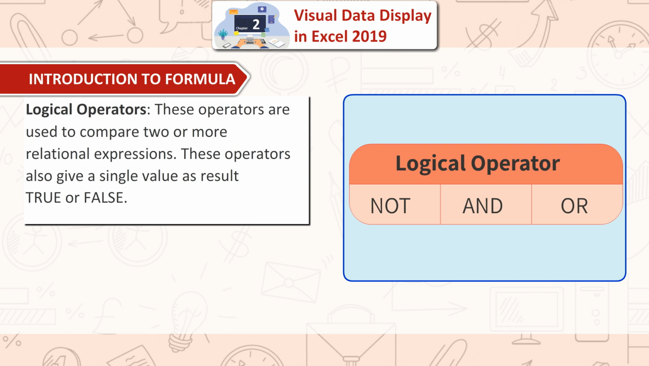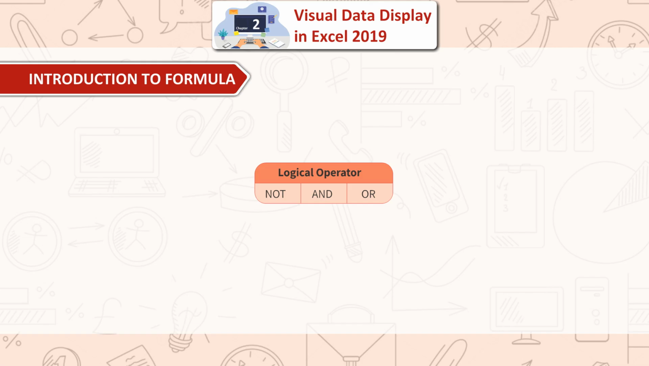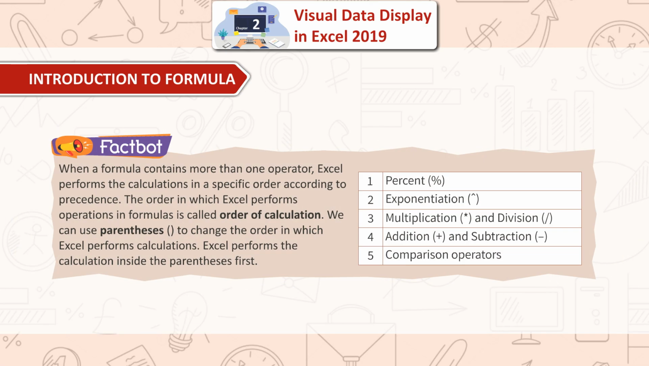Logical operators. These operators are used to compare two or more relational expressions. These operators also give a single value as result, true or false. Logical operators: NOT, AND, OR.